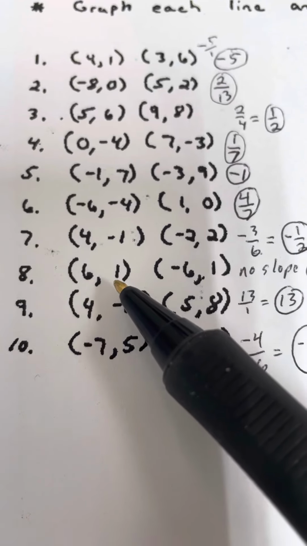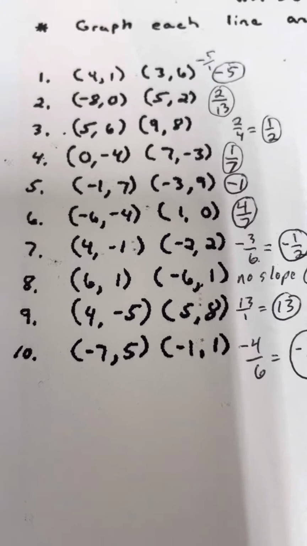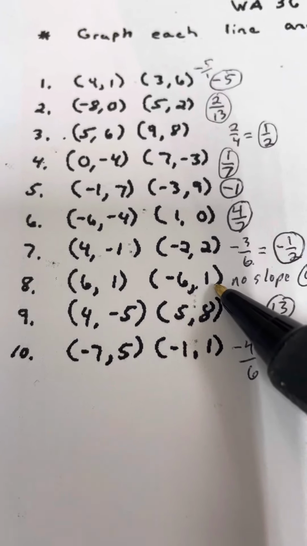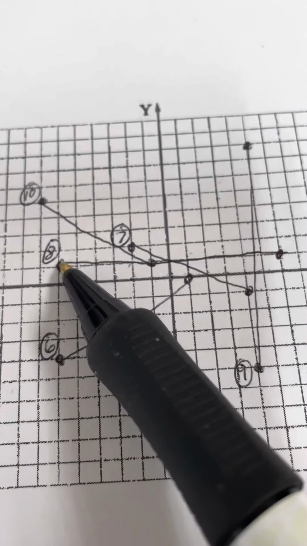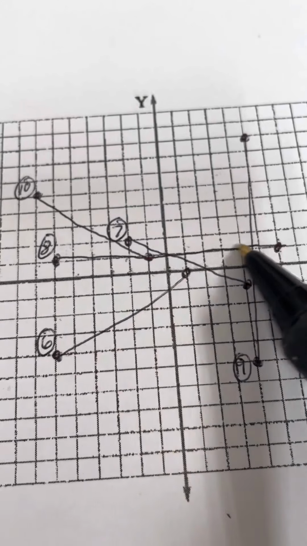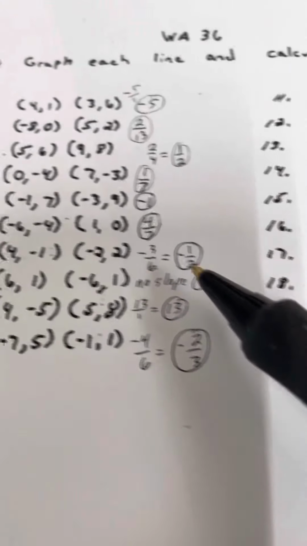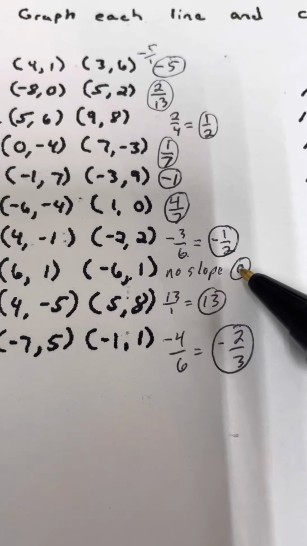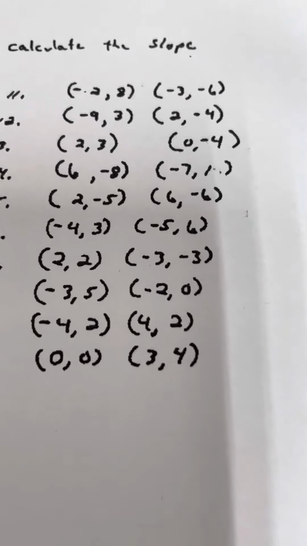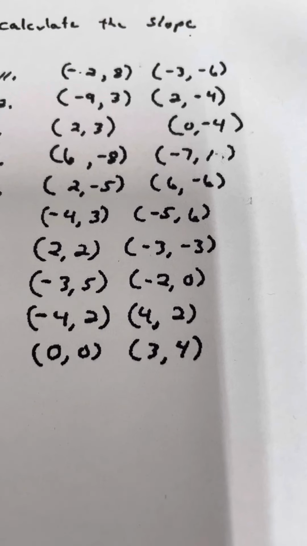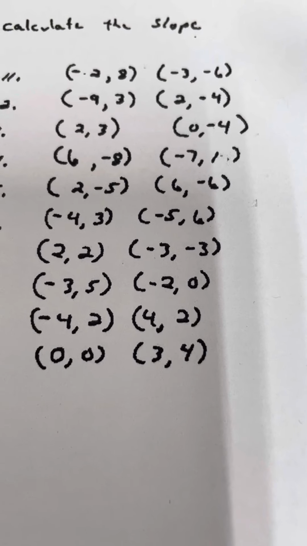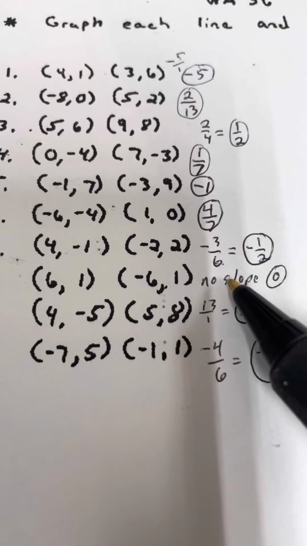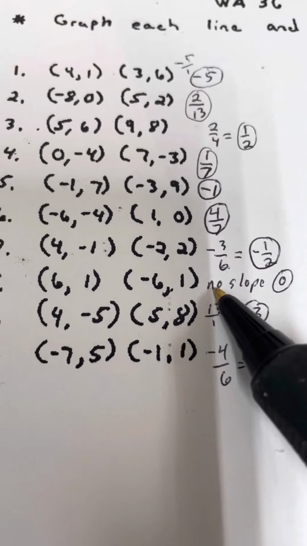For number 8, I go to 6, 1, and I go to point negative 6, 1. Notice that they both have the same y values. Okay, when they both have the same y values, it's going to be a horizontal line. So it's going to be no slope or 0 slope. When it's a vertical line, you're going to have both the x values the same. Let me see real quick if over here you have both x values being the same. No, you don't.